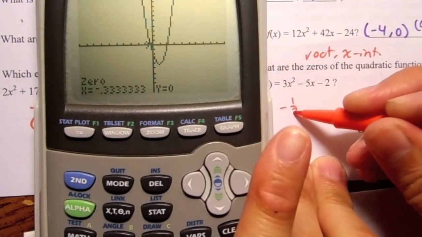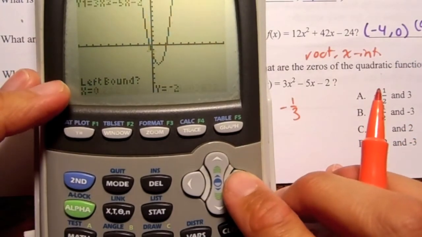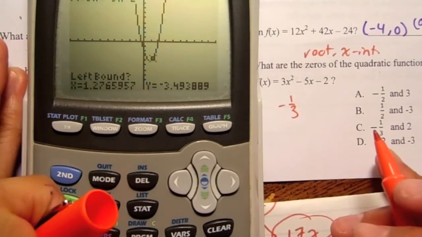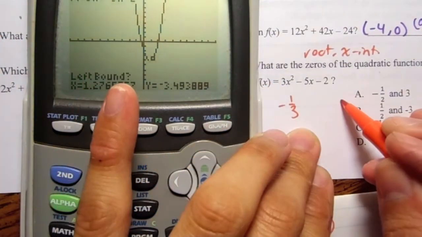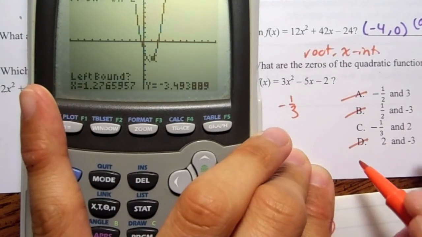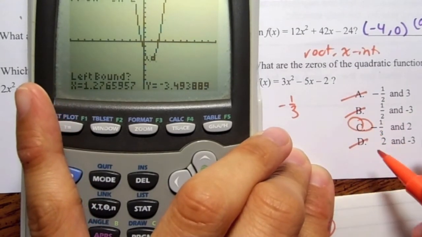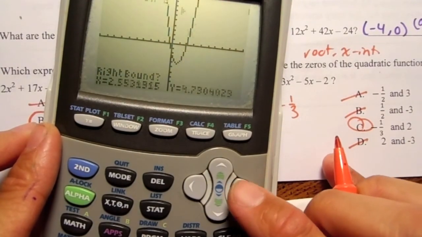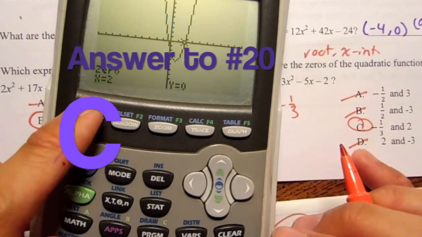So negative 1/3 is the first one. Before you even find that out, just take a quick look at your answer choices. Ooh, looky guys. Test taking strategy. This doesn't have negative 1/3. This doesn't have negative 1/3. And this doesn't have negative 1/3. The only other option would be C. And if we were to try to find it, left bound, enter. Right bound, enter, enter. Yeah, it is 2.